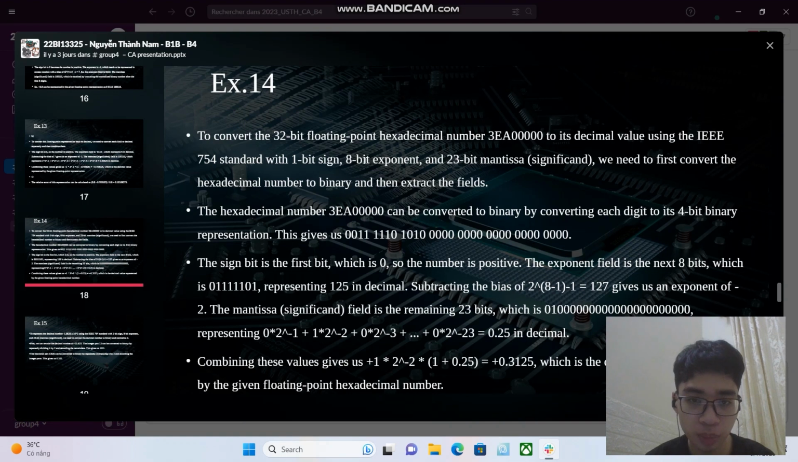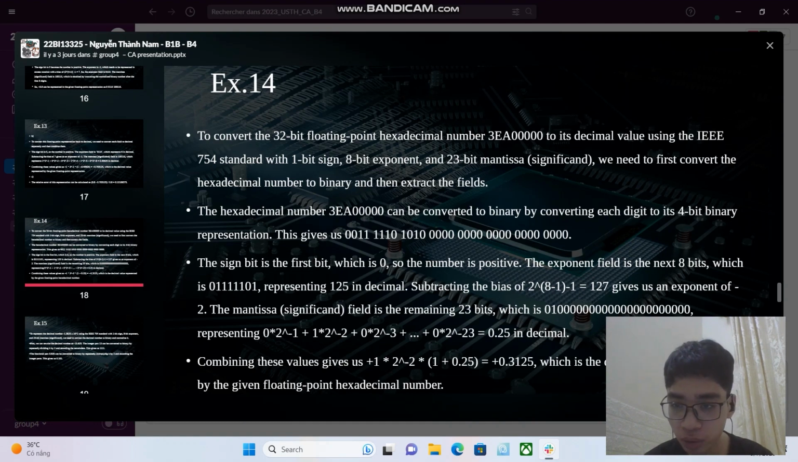The hexadecimal number 3EA00000 can be converted to binary by converting each digit to its 4-bit binary representation. So it gives us 0011, 1110, 1010, 0000, 0000, 0000, 0000, 0000. The sign bit is the first bit, which is 0, so the number is positive.